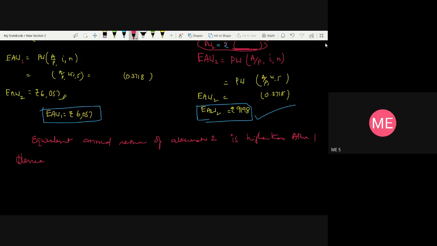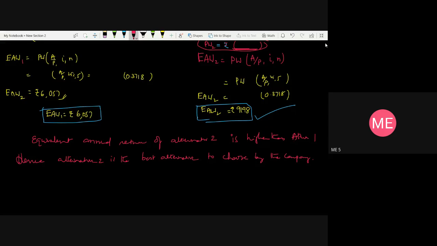Hence alternative 2 is the best alternative to choose by the company. So this is the statement which we have written.